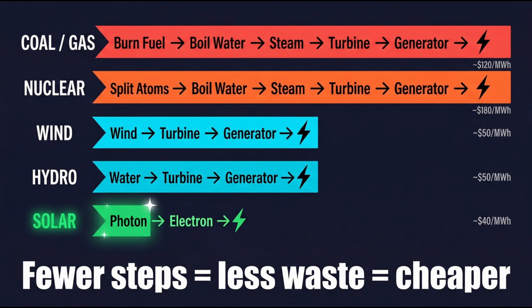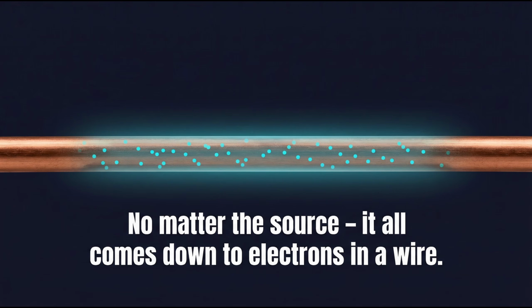Wind and hydro skip the boiling and spin the turbine directly. And solar? Solar skips everything. A photon hits a panel and knocks an electron loose. No turbine, no generator, and it produces pure DC. Edison would have loved that too. But the end product? Always the same, electrons being pushed through wires.